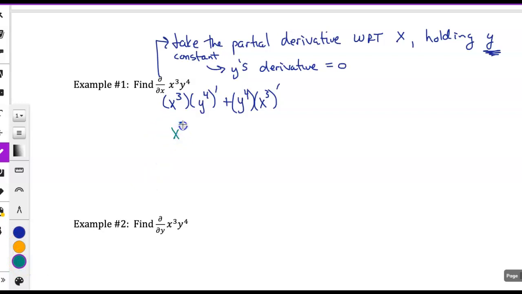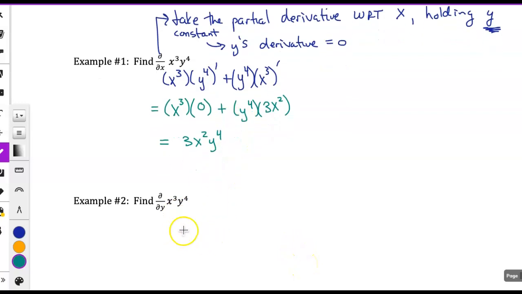So we'll copy the first. Y is a constant, so its derivative is 0. Plus the derivative of x cubed with respect to x is just 3x squared. And then if you simplify this, you get 3x squared y to the 4th. Okay, so that's called a partial derivative.